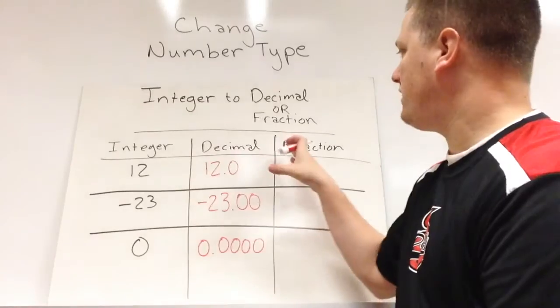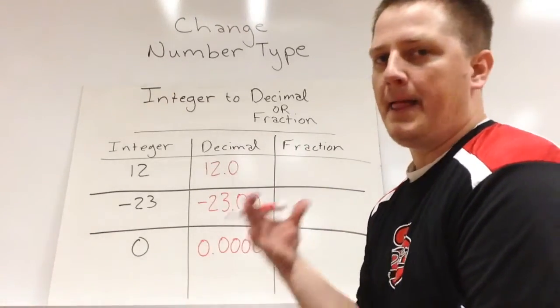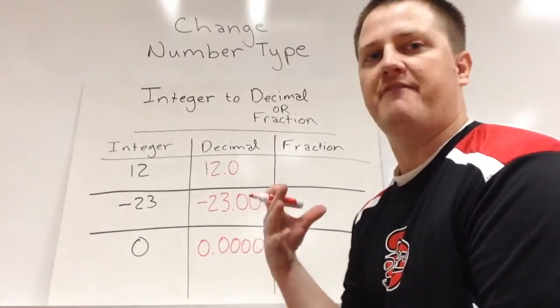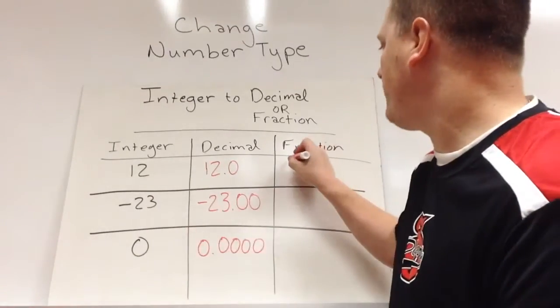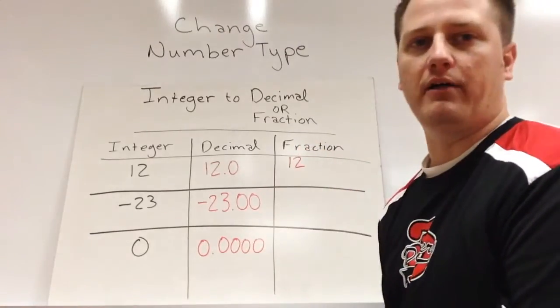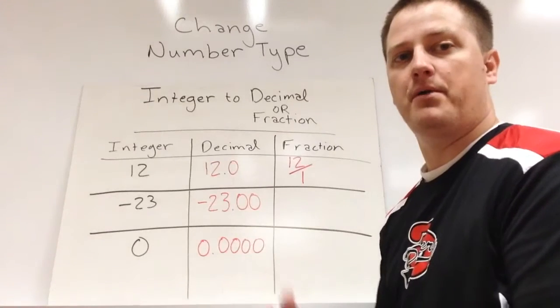To turn an integer into a fraction, this is just as easy. The word integer really means a fraction with a denominator or bottom number of 1. So we can take our number 12, put a division bar or a fraction bar, and put a 1 underneath.